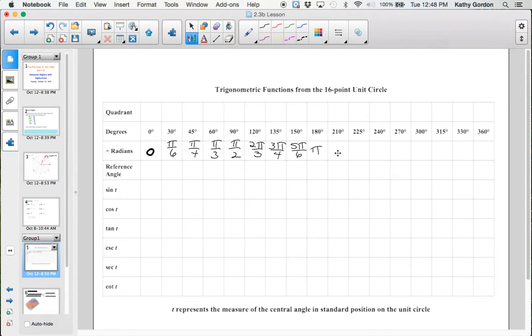210. 7 pi over 6. 225. 5 pi over 4. 240. 4 pi over 3. 270. 3 pi over 2. 300. 5 pi over 3. 315. 7 pi over 4. 330. 11 pi over 6. And 360. 2 pi.